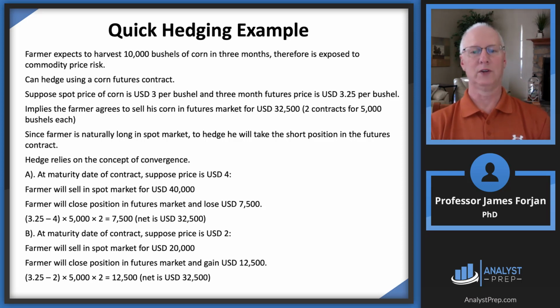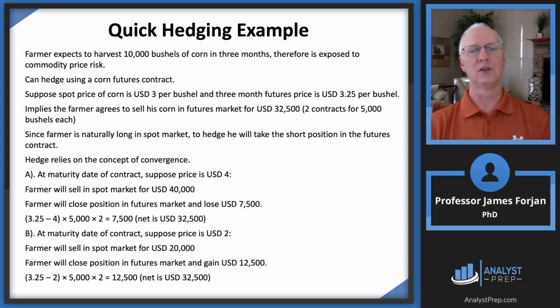Now let me just quickly show you what happens if the price of corn falls. So notice part B, I say, suppose the price of the corn falls to $2. Well, this is bad news in the spot market. So the farmer's only going to get $20,000 from selling his or her corn, but there's going to be a gain in the futures market. So look at the gain there, 3.25 minus the 2 times the 5,000 times the 2, that gives me 12,500, and that gets the net proceeds up to 32,500.